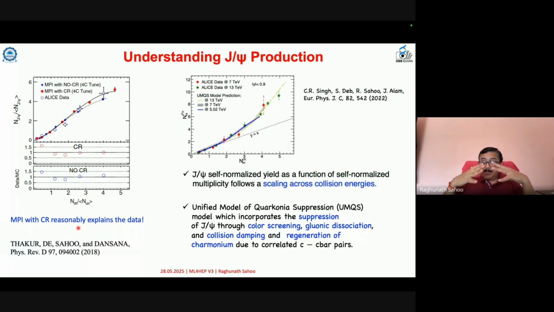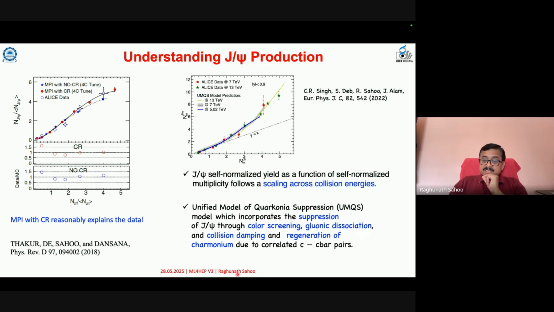As we know, J/psi suppression is a signal of quark-gluon plasma. Always the ultimate game is to look for quark-gluon plasma formation. The question is, do I produce quark-gluon plasma in proton-proton collisions, which conventionally, historically, is used as a baseline measurement to study heavy ion collisions. So to look for quark-gluon plasma signatures in pp collisions, we took a unified model where we have suppression of J/psi through color screening, gluonic dissociation, collisional damping, and regeneration of charmonia due to correlated c-cbar pairs, which I explained, and we explained the normalized J/psi yield as a function of final state multiplicity.